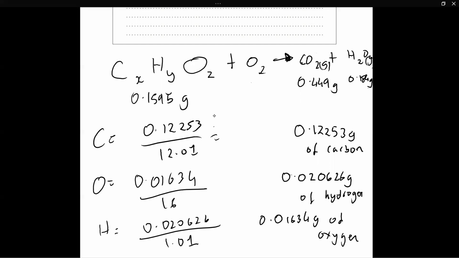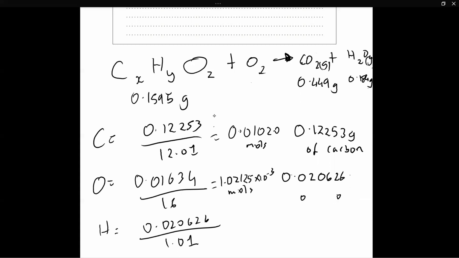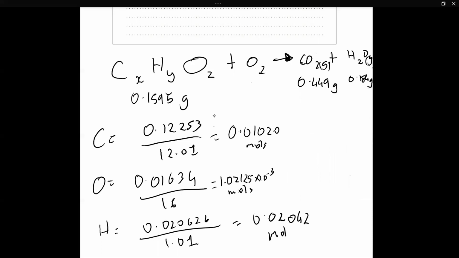We get the number of moles of carbon as 0.01020 moles. And we get the answer for oxygen as 1.02125 times 10 to the negative 3 moles. So a very, very small amount of oxygen present in menthol. And what about hydrogen? We get 0.02042 moles of hydrogen. Now, what do we do after this?